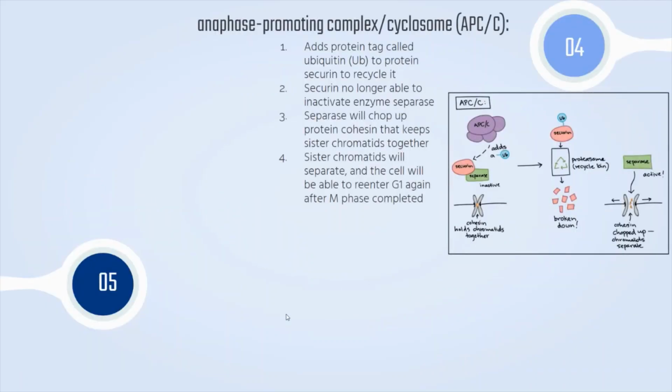The APC/C is another example of a cell cycle regulator. In the first step, it will add a protein tag called ubiquitin to the protein securin, and it will recycle it. And as a result, securin will no longer be able to inactivate the enzyme called separase. Separase usually will chop up the protein cohesin that keeps sister chromatids together. And as a result of separase not being inhibited, sister chromatids will separate, and the cell will be able to re-enter G1 again after the M phase is completed.